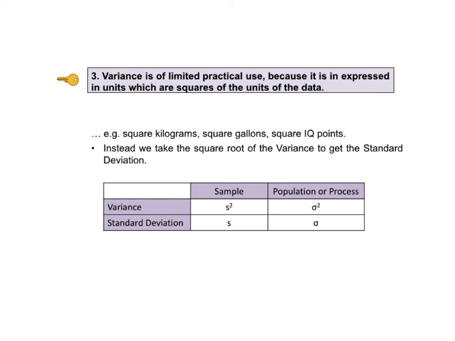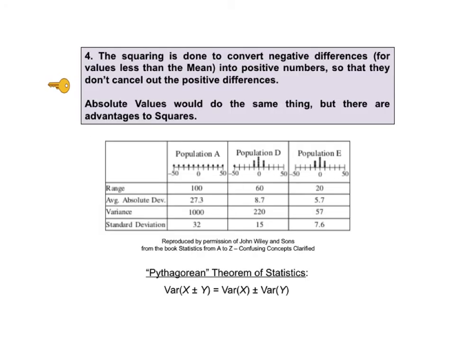So why have variances at all? Why not use absolute values? Because squaring has an advantage over absolute value in mathematical calculations. This advantage is primarily due to the Pythagorean theorem of statistics. The variance of x plus y equals the variance of x plus the variance of y, and the variance of x minus y equals the variance of x minus the variance of y.